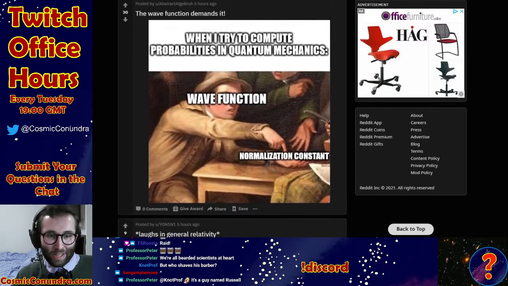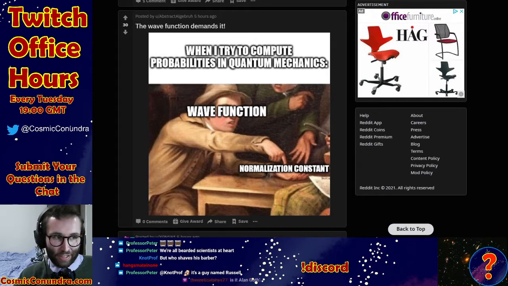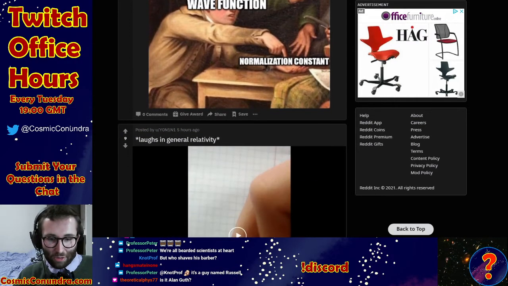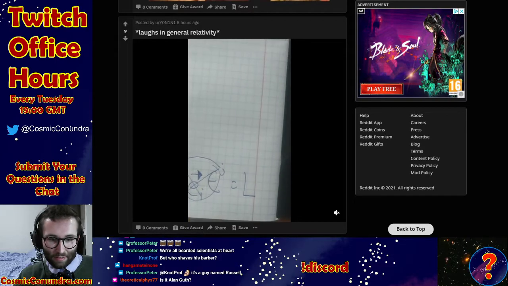When I try to compute probabilities in quantum mechanics: wave function, normalization constant. That is very important. You've got to normalize your wave function, or else your probabilities might be greater than 1, which is not good. Laughs in general relativity.